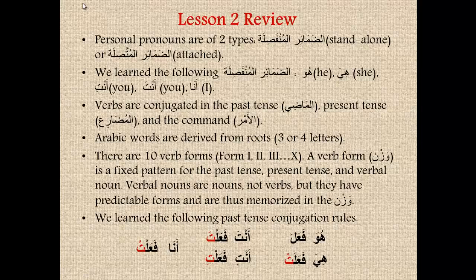And last but not least, we learned the following conjugation rules for the past tense form 1 verb. So we learn huwa fa'ala, hiya fa'alat, anta fa'alta, anti fa'alti, and ana fa'altu. And these conjugation rules apply to all past tense verbs regardless of form and regardless of whether the verb may be irregular or regular. This is the end of lesson number 2.